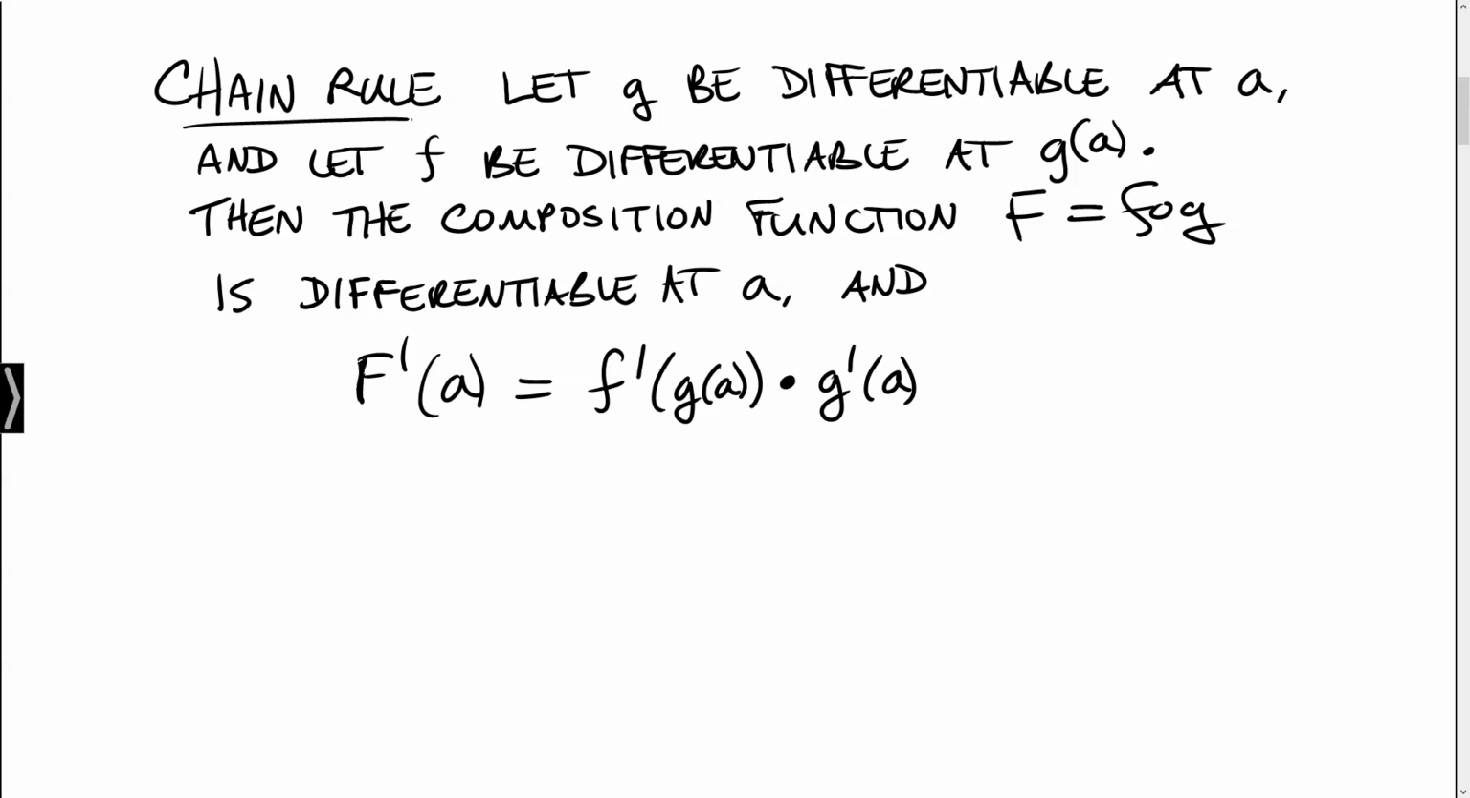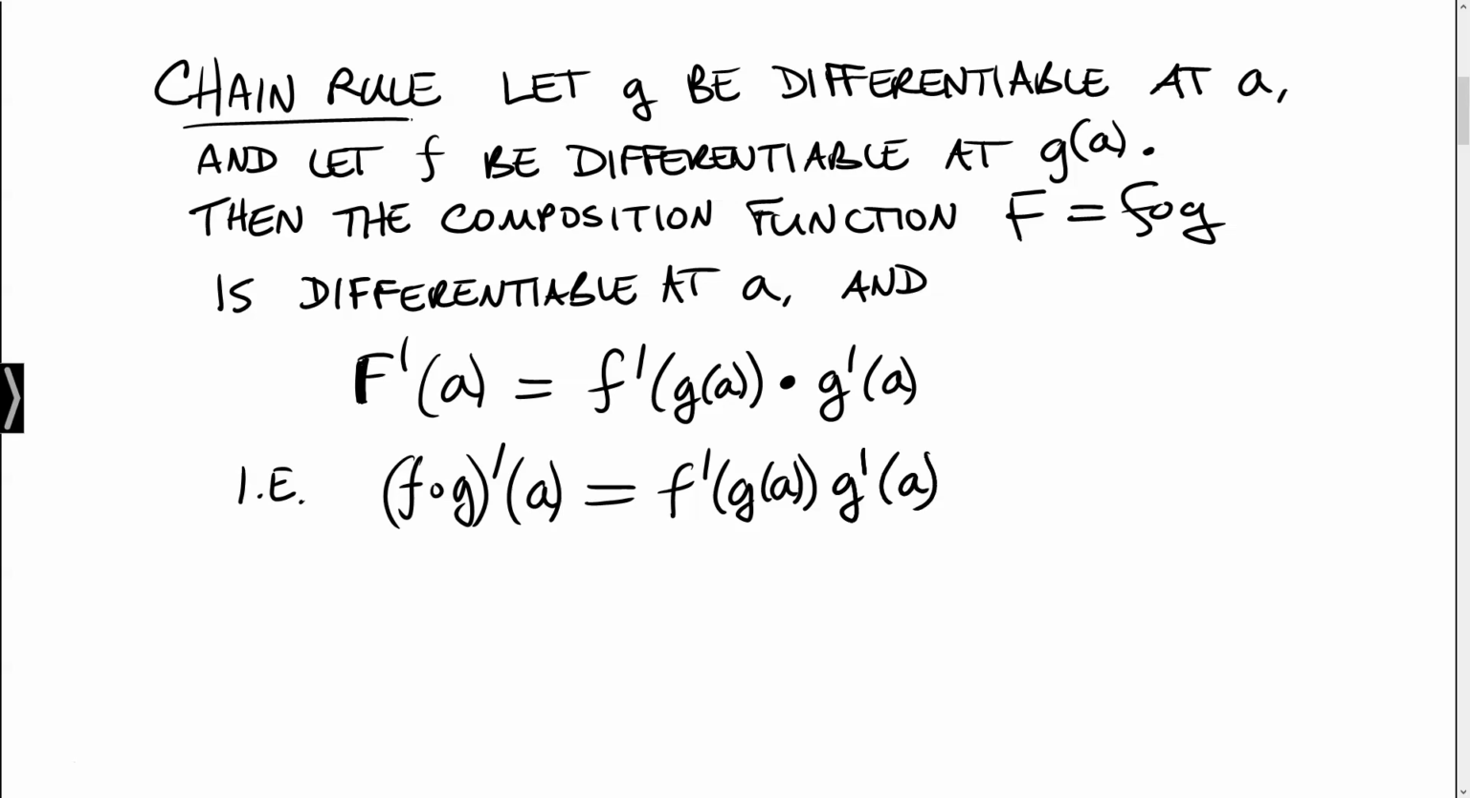So in other words, if I were to put in the actual composition here, it says that (f composed with g)' evaluated at a is equal to f'(g(a)) times g'(a). So it says to find the derivative of a composition, you take the derivative of the outer function, evaluated at the output of the inner function. So not evaluated at a, but evaluated at the output of the inner function, and then multiply that by the derivative of the inner function at a.